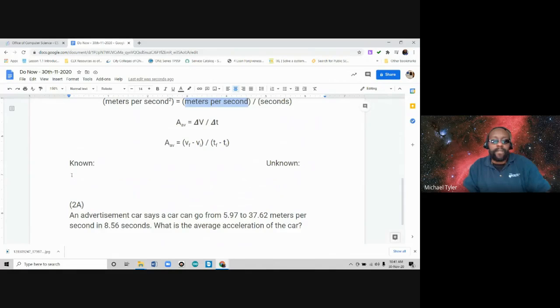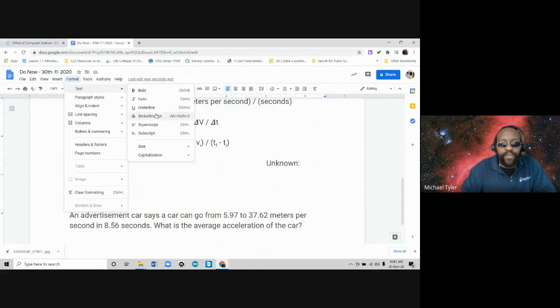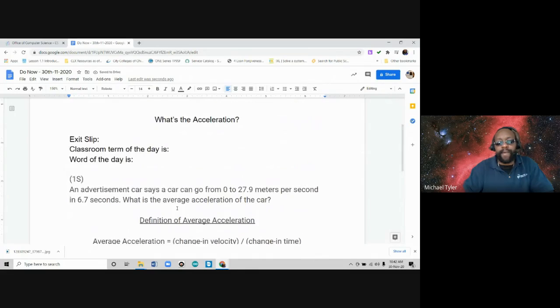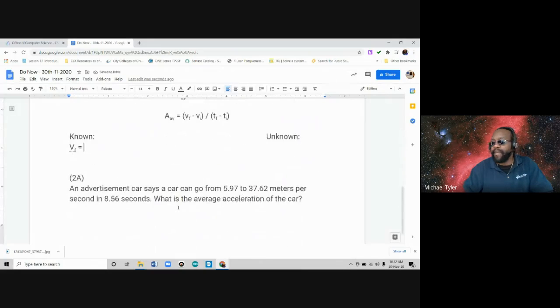All right, so what does that mean? Well, I'm going to need two values because I have two values for my velocity. So I'm going to take VF. I'm doing it this way so you'll understand it. And what is that going to be equal to? Well, we can go back to the top and look at the problem. I think it was 27.9. Let me check. Yeah, 27.9 meters per second.